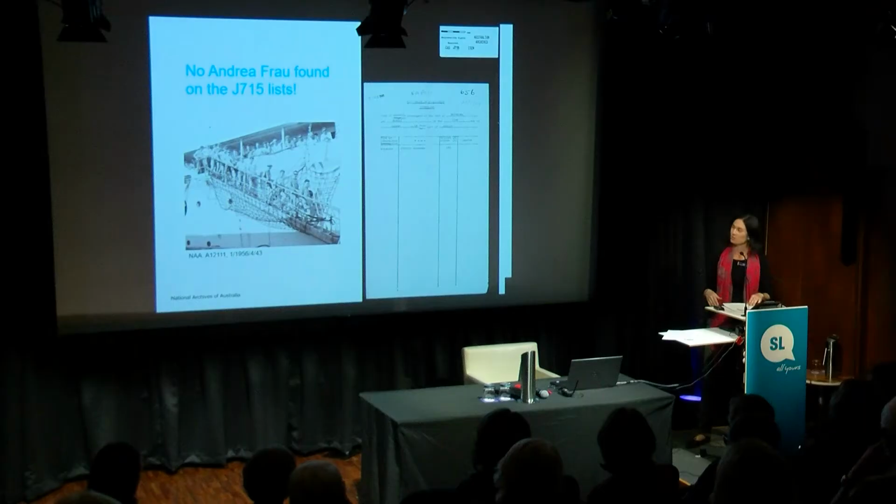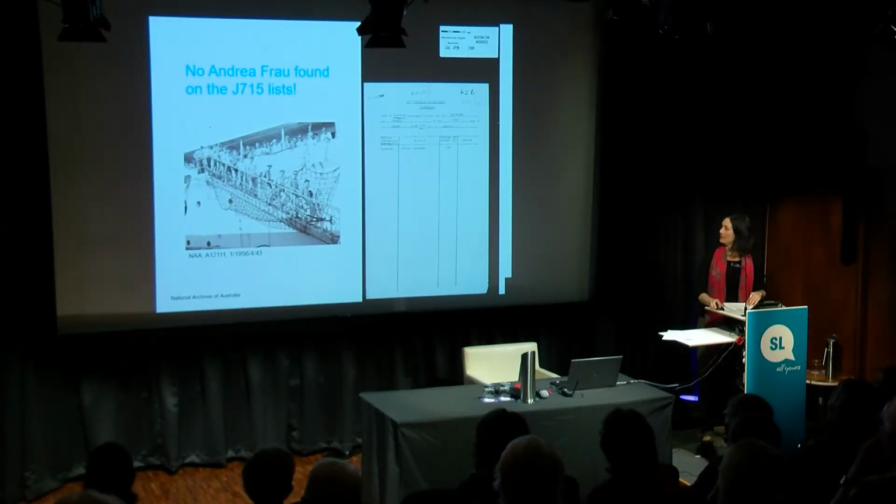It can be very frustrating if you find a record like this one. However, as I just said, there are multiple places that we can search, and we did actually find Andreas Frau on the passenger arrival index at the beginning, so we were successful there, but not here. I just put that picture there just to make this slide look not so boring.